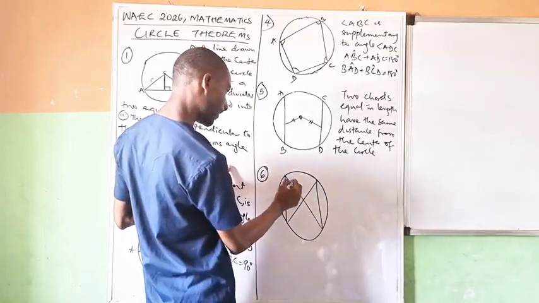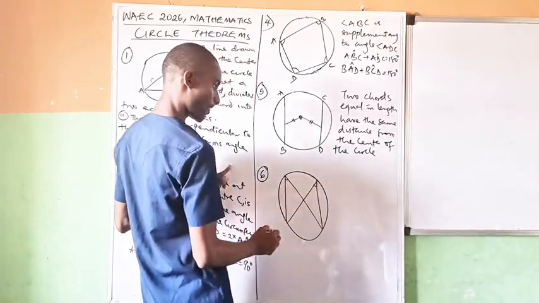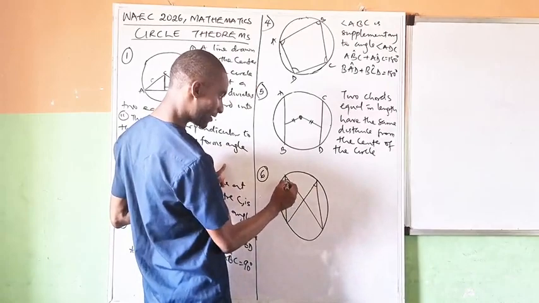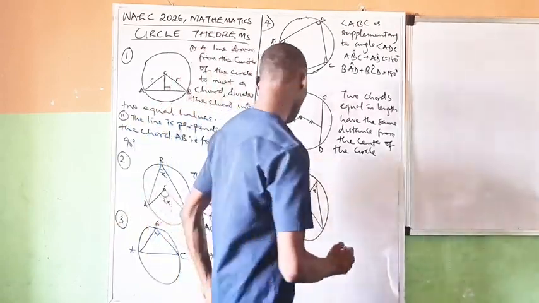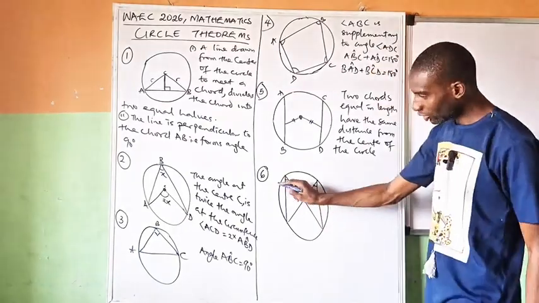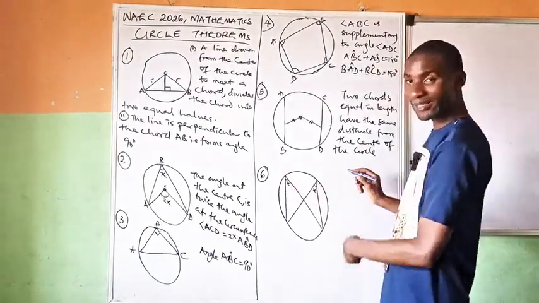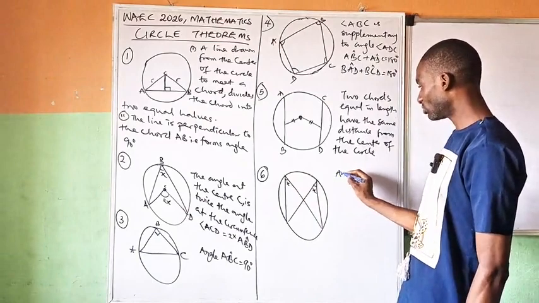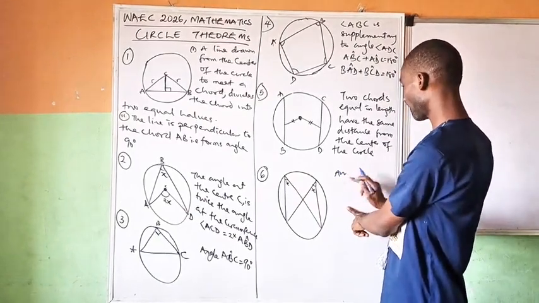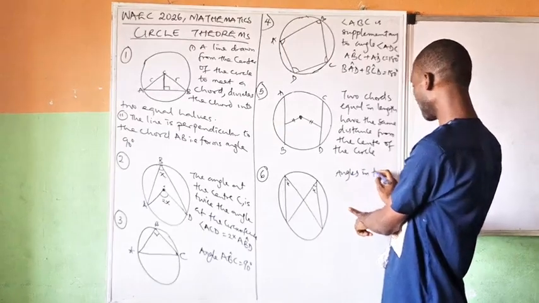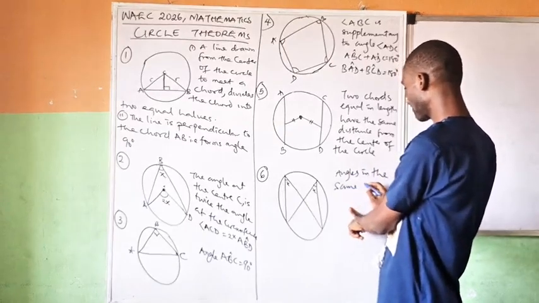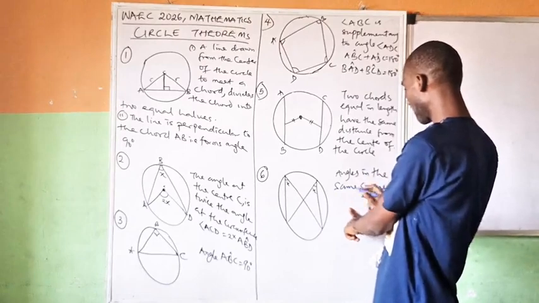And then I have an angle here, I have an angle here. The rule says whatever is here and here, they are the same, x and x. Why? Because both of them are angles within the same segment. So the rule says angles in the same segment are equal.